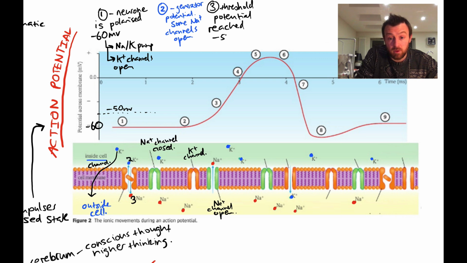Threshold is reached, which is -50 millivolts. And once that occurs, we trigger the opening of voltage-gated sodium ion channels. So that's what's occurring at 4, or sort of around. That's actually sort of around here, really, 3 or 4. So I'll put this down here.